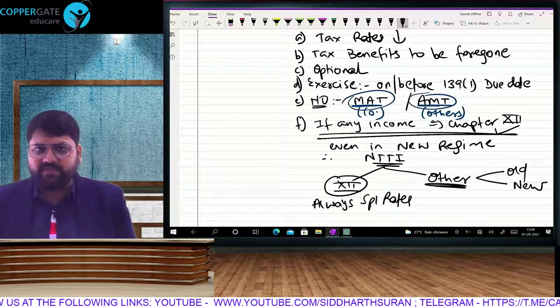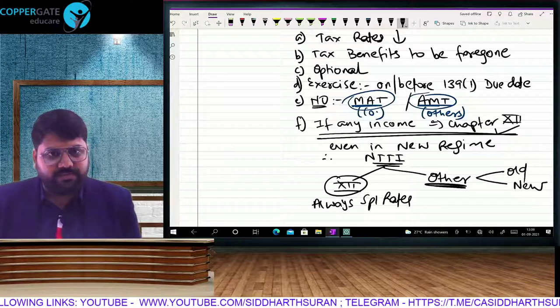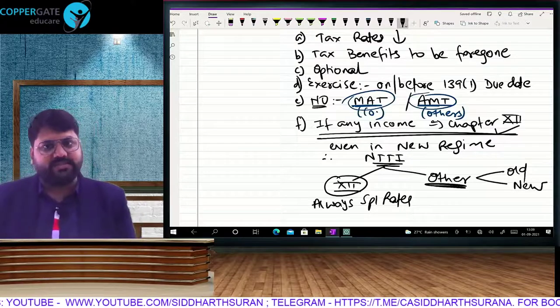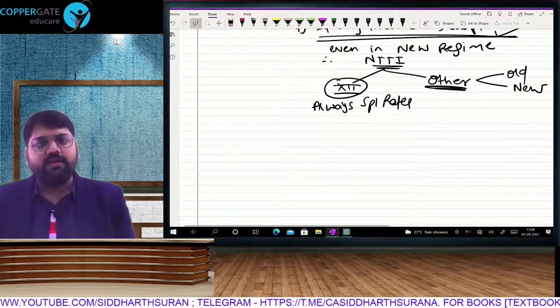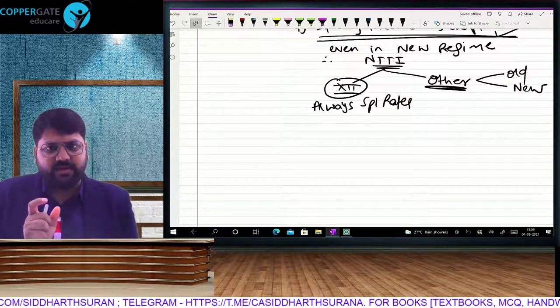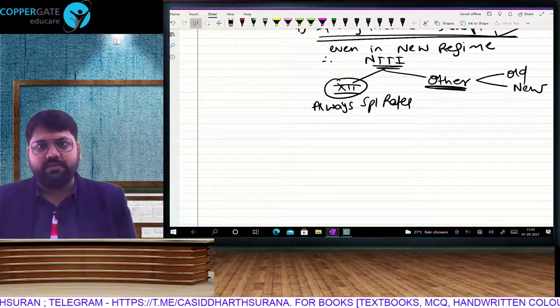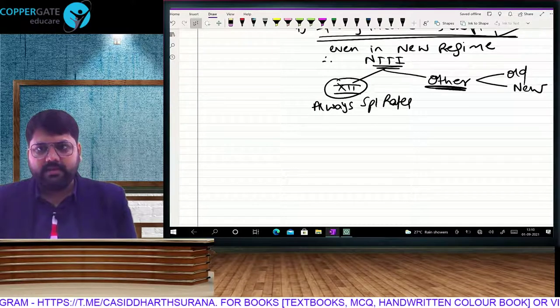Another secret advantage of the new regime is that MAT, which is applicable to companies in old regime, will not apply in new regime. And AMT, which is applicable to other assessees in older regime, will not apply in new regime. And lastly, if your total income comprises any income taxable at special rate, then even in new regime, that special rate will continue to be applicable. Are we clear on this? Okay.